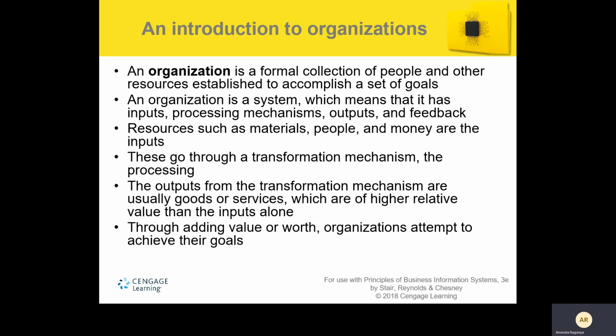So what is an organization? An organization is a formal collective and other resources established to accomplish a set of goals. And yes, an organization is a system because it has input, it has got a processing mechanism, it has got outputs and also feedback. What could be our input in terms of organizations? We have got resources such as materials, we've got resources such as people, we've got resources such as money as our input in organization.